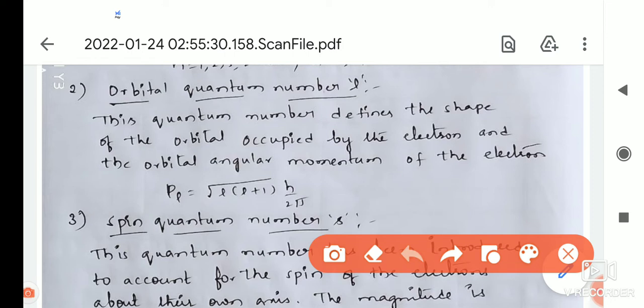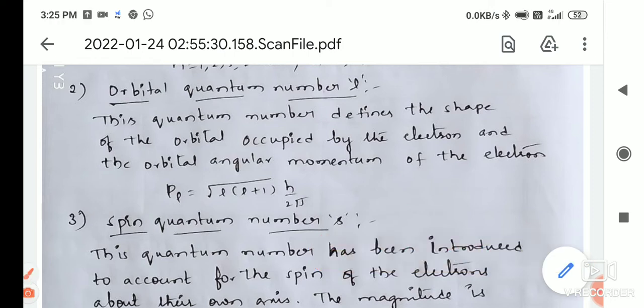So, like this, we will explain the orbital quantum number L, which represents the shape of the orbital and also gives the information regarding orbital angular momentum.